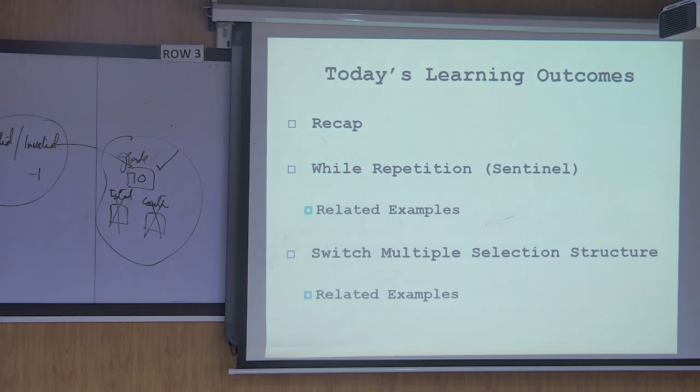You call a cellular company, you listen to the menu. Press 1 for this, 2 for this, 3 for this, 0 for operator, isn't it? Such scenarios are definitely recommended to be implemented using the switch multiple selection structure, in which we have to make selections based upon multiple values which the user is inputting. So these are today's outcomes we'll be discussing.